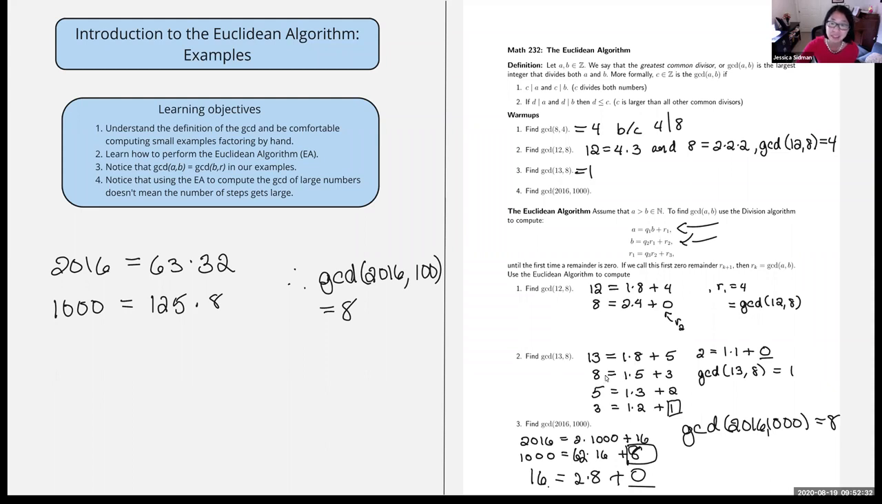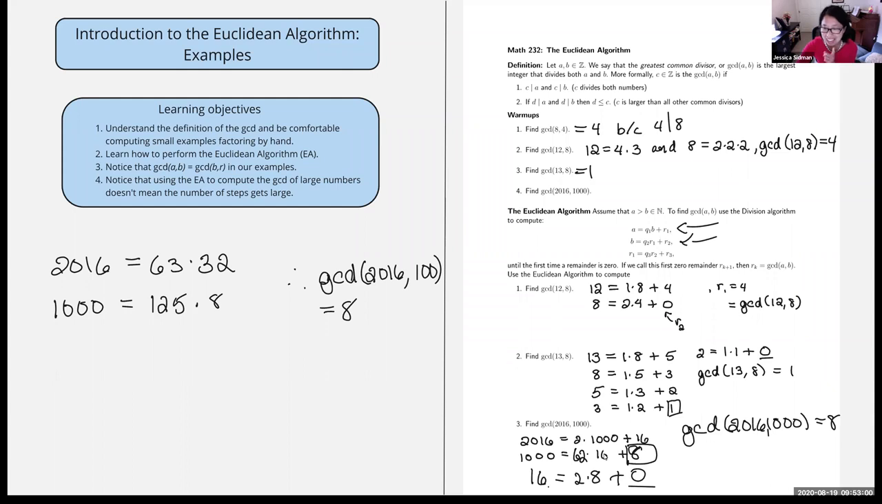And if you look at the GCD of 8 and 5, which is what we're computing on the next line, the GCD of 8 and 5 is still 1. And the GCD of 5 and 3 is still 1. Oh, and the same thing will happen in the other one. The GCD of 2016 and 1000 is 8. The GCD of 1000 and 16 is also 8.